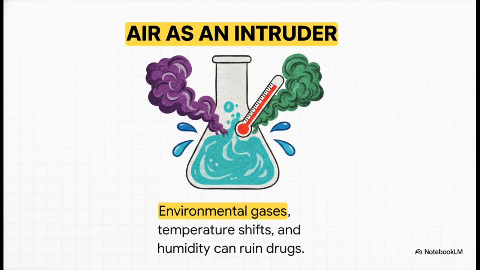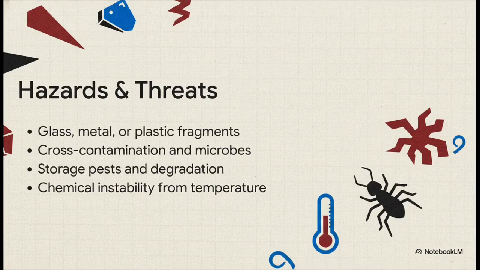Environmental gases floating around, like hydrogen sulfide or sulfur dioxide, can just settle right into an open chemical mixture and completely ruin it. Even a sudden change in temperature or a weird spike in humidity can alter chemical reactions. This is exactly why sensitive drugs, like antibiotics, absolutely must be manufactured in highly specialized environments where even the air itself is meticulously filtered. And the threats get way more physical than just gas.